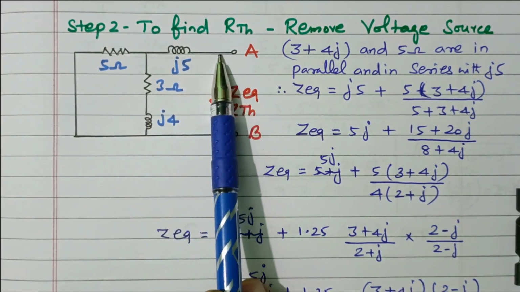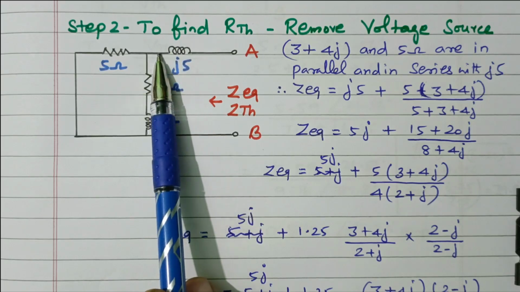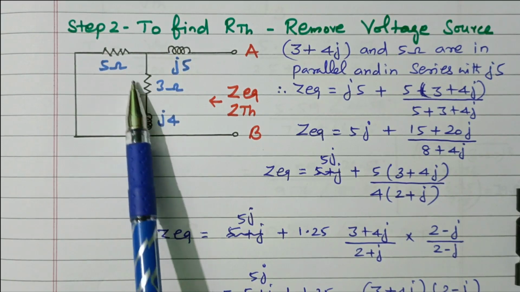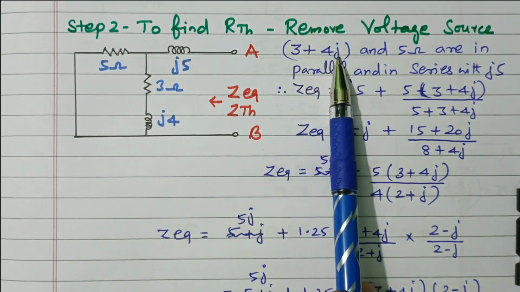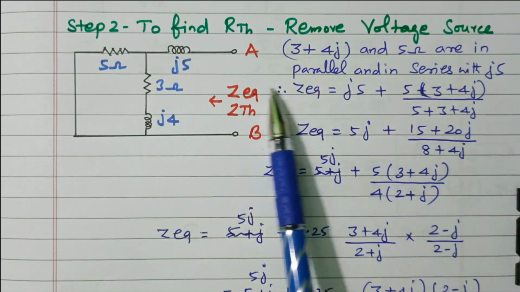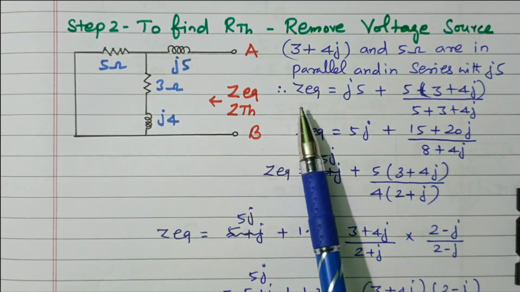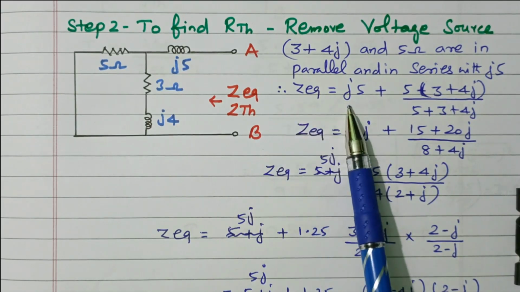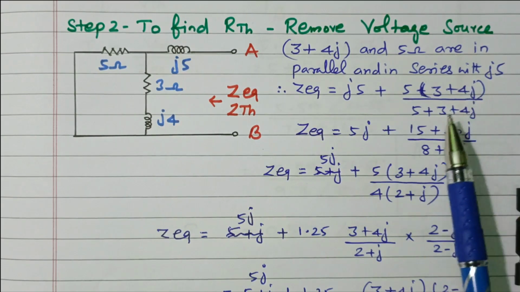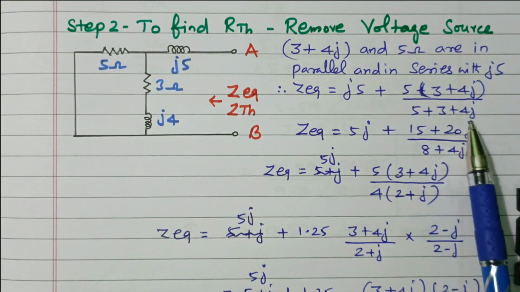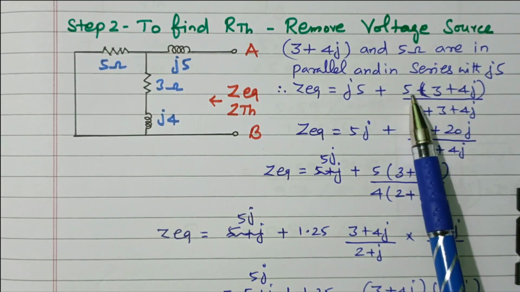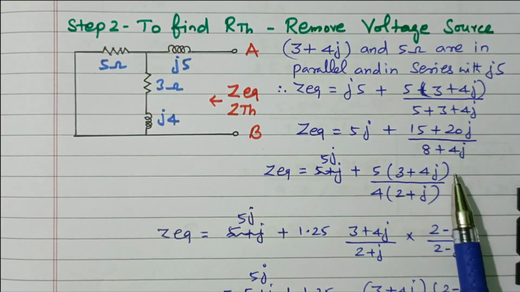So the current is flowing from terminal A through this inductor. At this point it is diverted. That means these two branches are parallel. 3 plus 4J and 5 ohm are in parallel. That is connected in series with this J5 ohm. So Z equivalent equals J5 plus 5 into 3 plus 4J divided by 5 plus 3 plus 4J. That is Z1 into Z2 divided by Z1 plus Z2.